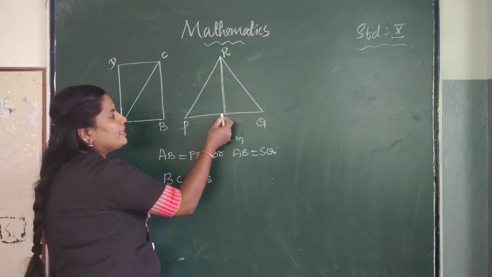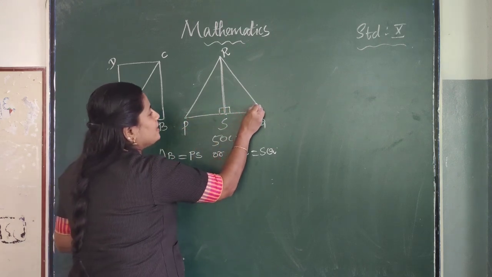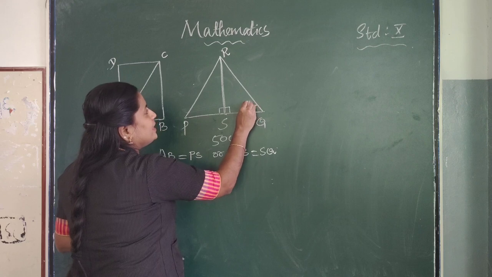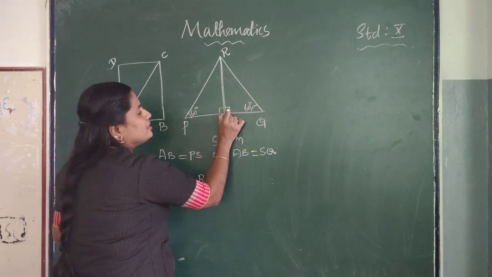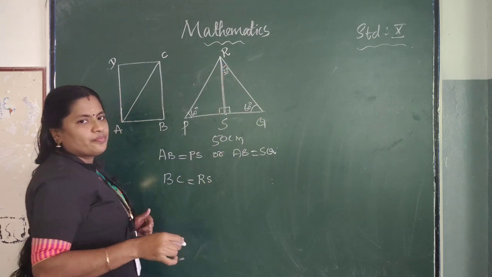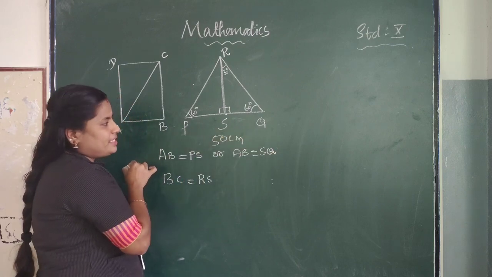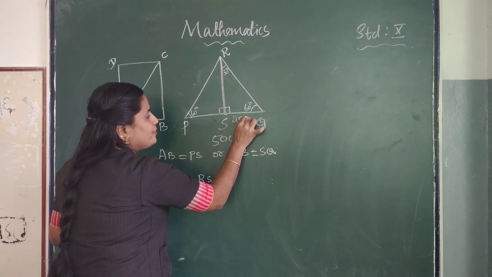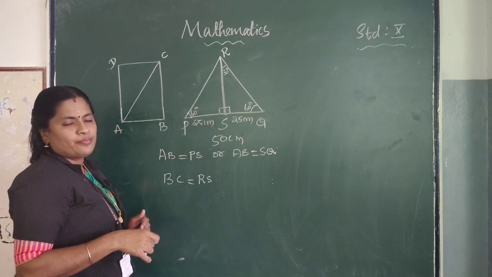Okay, then we can consider here it is 90 degree. Okay, then equilateral triangle 60 degree, here also 60 degree. Okay, then 90 degree, 60 degree. Here it will be 30 degree. Okay. Then total 50 centimeter. It will be 25 centimeter. Here also 25 centimeter. Okay.